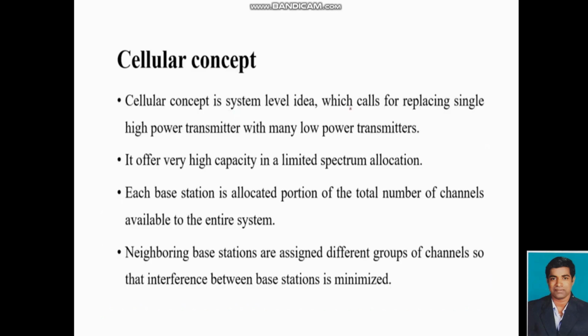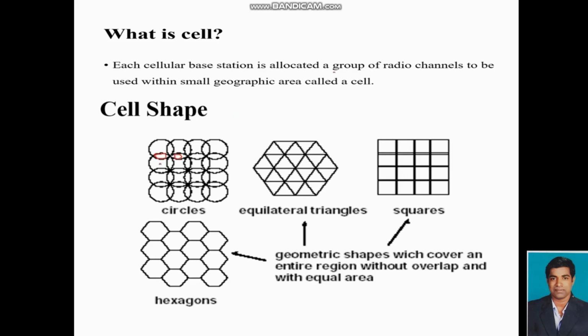Cellular concept. Cellular concept is a system level idea which calls for replacing single high power transmitter with many low power transmitters. It offers very high capacity in a limited spectrum allocation. Each base station is allocated a portion of the total number of channels available to the entire system. The neighboring base stations are assigned different groups of channels so that the interference between the base stations is minimized.